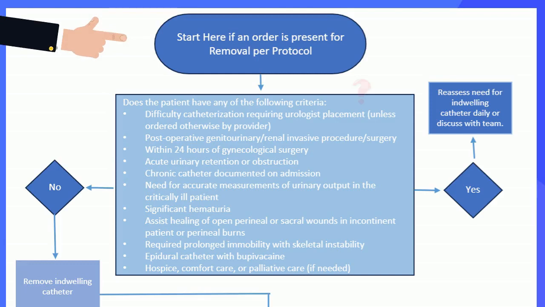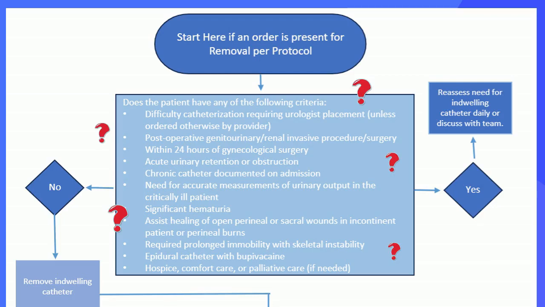Then ask yourself, does the patient have any of the following criteria? Difficult catheterization requiring urologist placement unless ordered otherwise by provider, post-operative genitourinary/renal invasive procedure/surgery within 24 hours of gynecological surgery, acute urinary retention or obstruction, chronic catheter documented on admission, need for accurate measurements of urinary output in a critically ill patient, significant hematuria, assist healing of open perineal or sacral wounds in incontinent patients or perineal burns, required prolonged immobility with skeletal instability, epidural catheter with bupivacaine, hospice, comfort care, or palliative care.